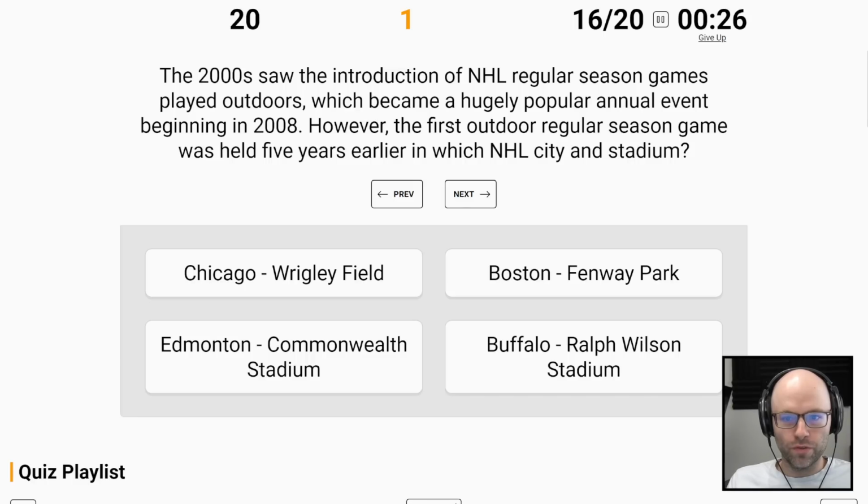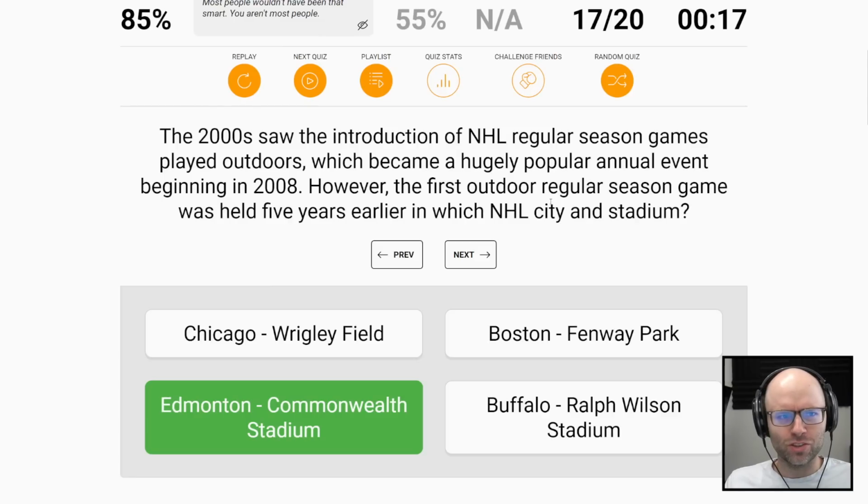This first outdoor regular season game was held 5 years earlier. Which NHL city and stadium? I don't know, man. Edmonton. It makes perfect sense. Anyway, we crushed it.